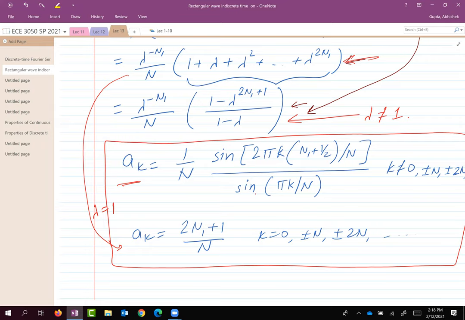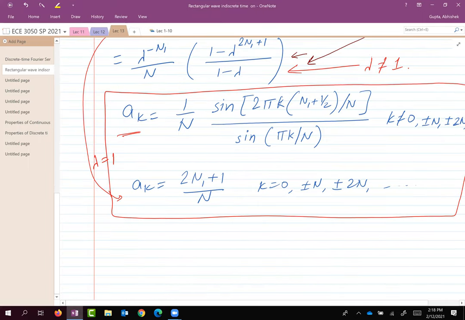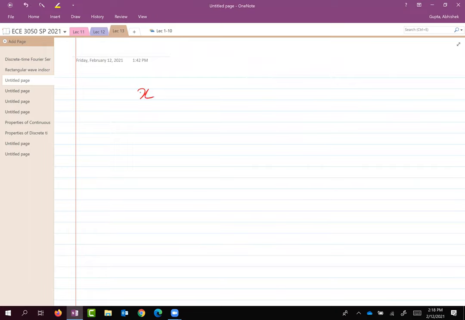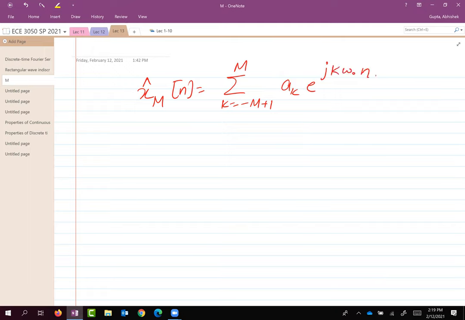Okay. Now let's do the same thing that we did for the case of continuous time Fourier series. Let's truncate the Fourier series and see what happens. So how do we truncate it? Remember here I have k that goes from 0, 1, all the way up to N minus 1, and then this a_k repeats itself after that. So let's try to write x hat capital M of n as summation k equals minus M plus 1 to capital M, a_k e^{jk omega naught n}.